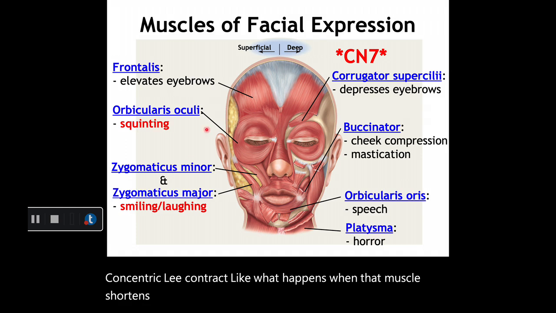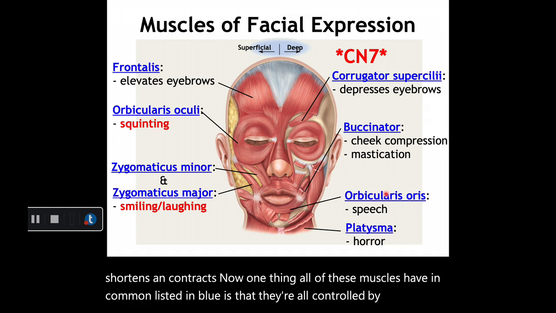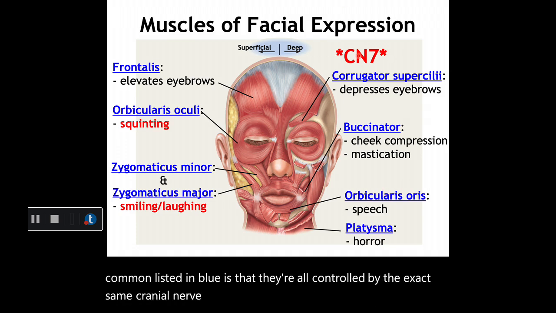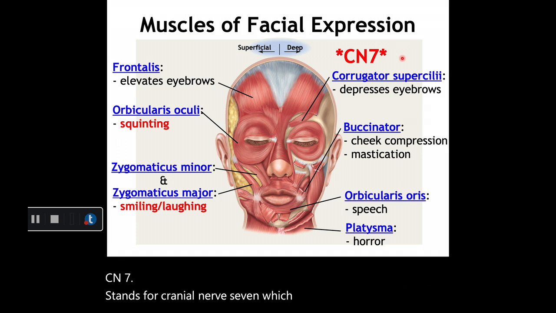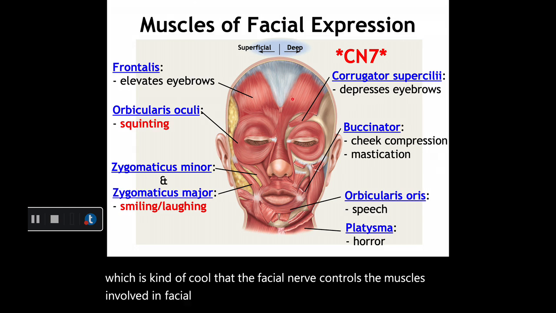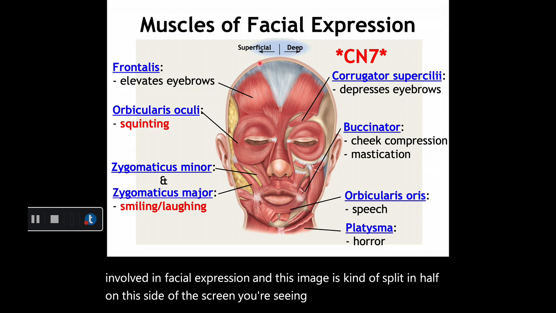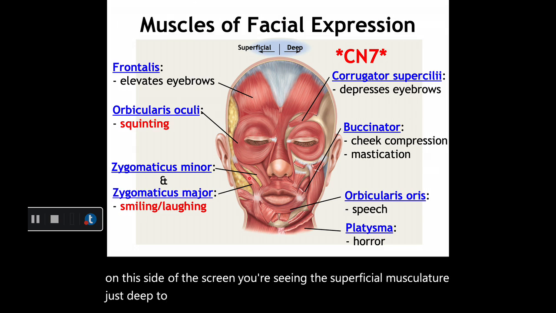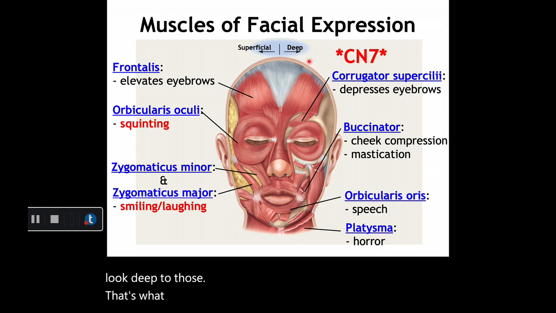Now, one thing all of these muscles have in common, listed in blue, is that they're all controlled by the exact same cranial nerve. It's cranial nerve 7. That's what this is up here. CN7 stands for cranial nerve 7, which is also known as the facial nerve, which is kind of cool that the facial nerve controls the muscles involved in facial expression. And this image is kind of split in half. On this side of the screen, you're seeing the superficial musculature just deep to the skin. And if you peel those away and look deep to those, that's what you see over here. These are the deeper muscles in some cases.